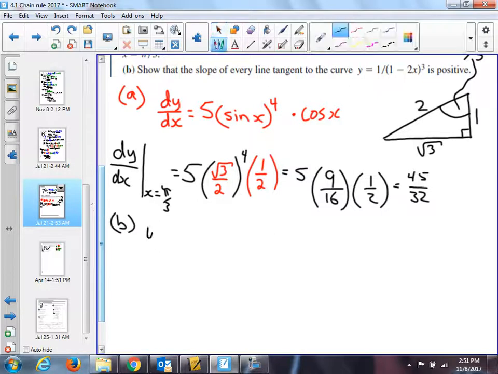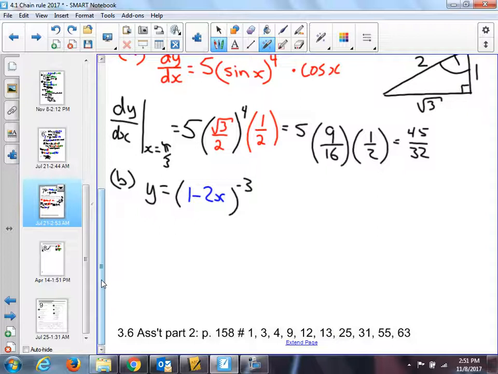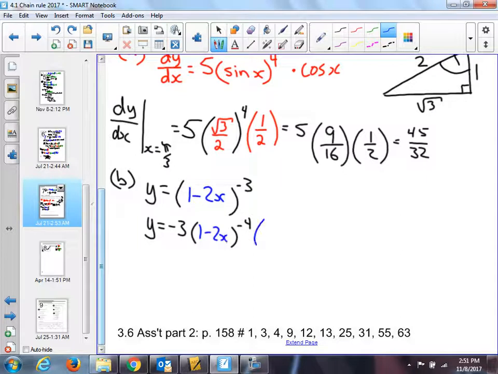But I'm going to rewrite. What's a better way to think of that function? Negative 3. So I'm going to go with 1 minus 2x. Now I'm trying to show that the slope of the tangent lines are always positive. That means what is the value of the slope always? Greater than 0. It's always positive. Okay, so let's just take care of this then. y is equal to, well, negative 3 brought down, times the derivative of the inside. Okay, I think it becomes self-explanatory now.